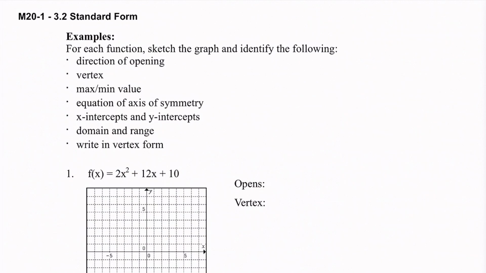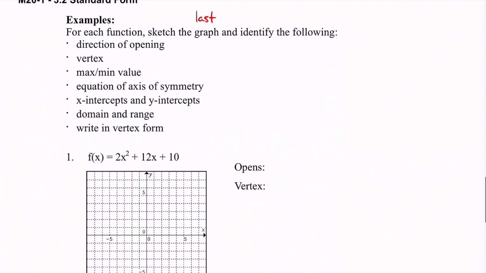Next here we have some examples. So it says for each function, sketch the graph of the function and identify the following, and then we got these characteristics. Now graphing you always want to do last. So you want to find your characteristics first and then use those to help you graph last. Okay, so first characteristic we're going to find is the direction of opening. I'm going to do those down here. They're just going to be labeled for each.